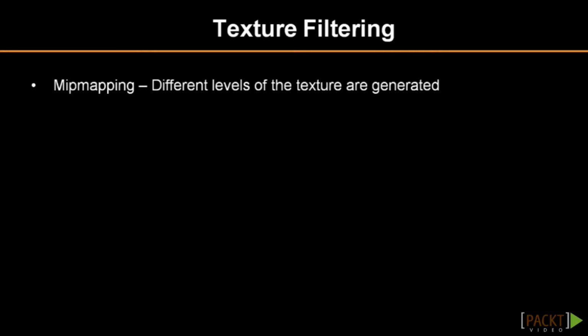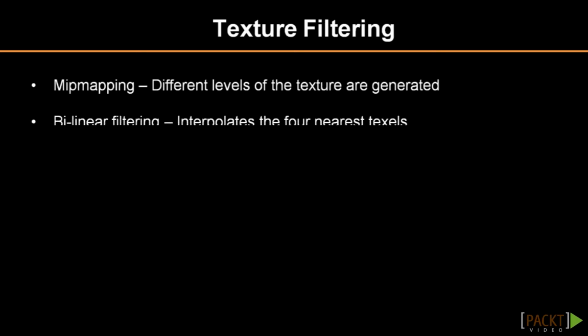Mip mapping. When a texture is generated, OpenGL can generate different levels and choose the most appropriate one based on the texture size. More memory is used, but rendering is faster.